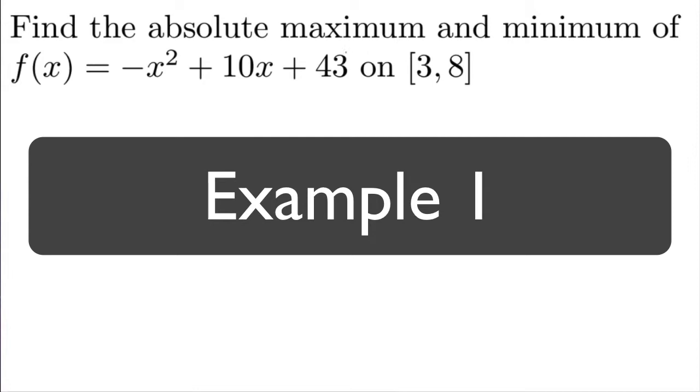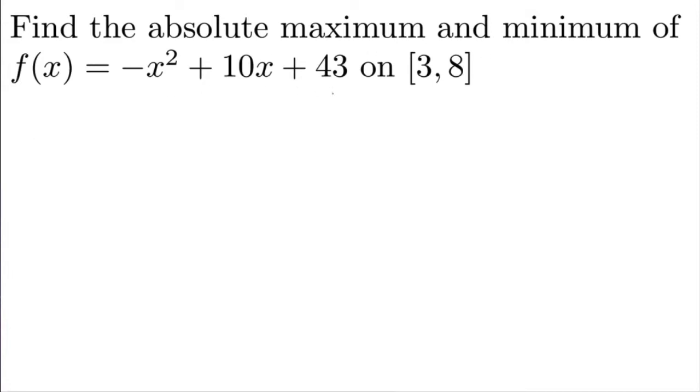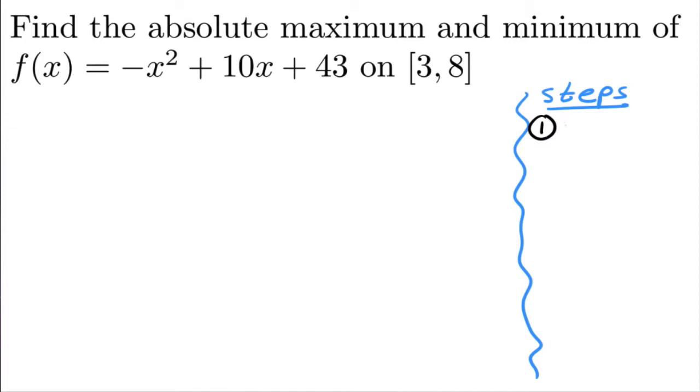Okay, so we're trying to find the absolute maximum and minimum of this polynomial. And so what I'm going to do is a little division here, and we'll put the steps over here. And I'm just going to summarize them. But the first step is you're going to find the critical points. And so remember, to find the critical points, you find where the derivative is equal to 0 and does not exist. So that's the first thing we do.